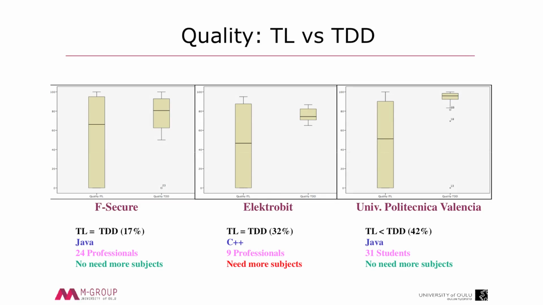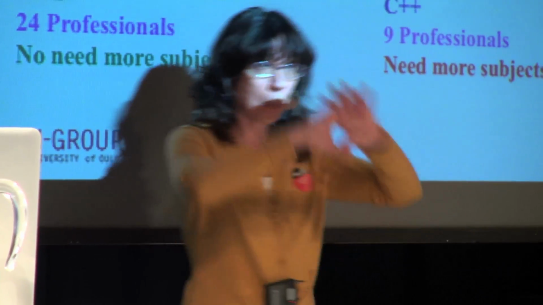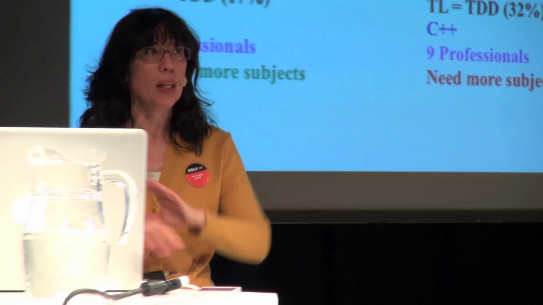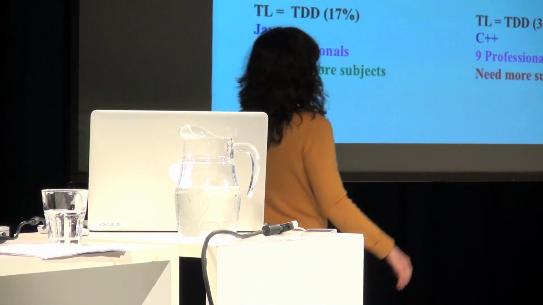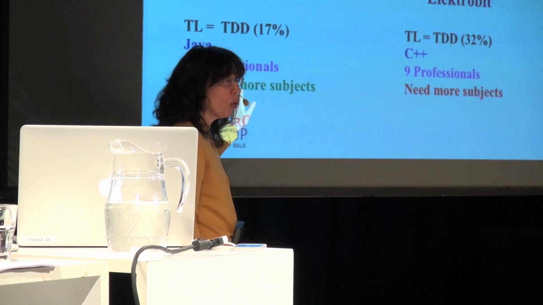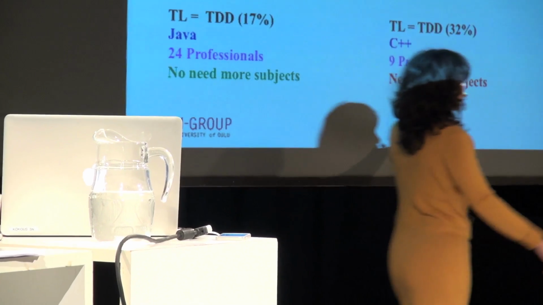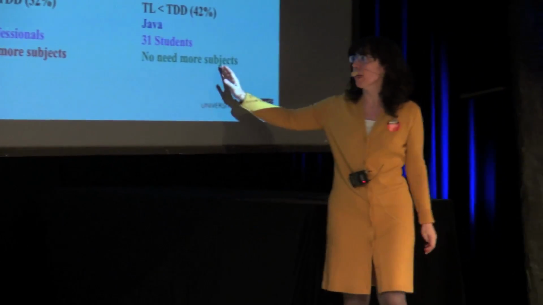We changed it because it was the way the developers work, so not Java anymore, but C++. No JUnit but Google Test, so the infrastructure here is a little bit different, but the design of the experiment, the training, the tasks, the rest of the things stay the same. So here you have the results we already saw in quality for F-Secure, here Electrobit, and here you have some students of one Spanish university, Politécnica de Valencia.